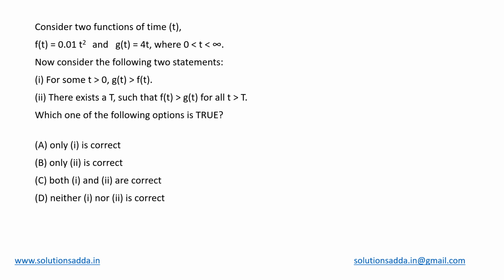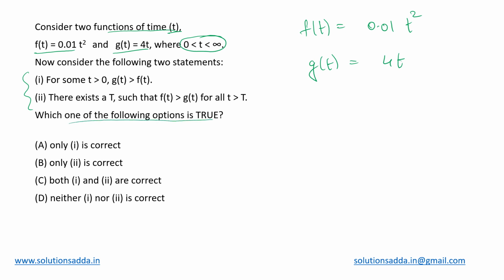In this question, we have been given two functions, f of t and g of t, which are functions of time represented by t. f of t has been defined as 0.01 t squared, while g of t is defined as 4t, for all positive values of t between 0 and infinity. Now they have given these two statements and we need to identify which of them is true.